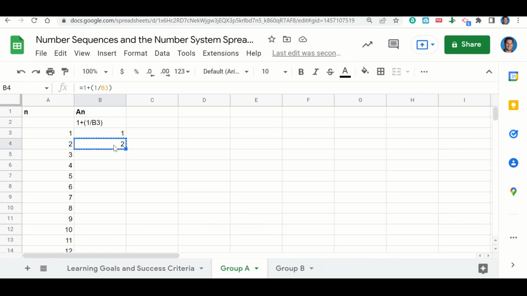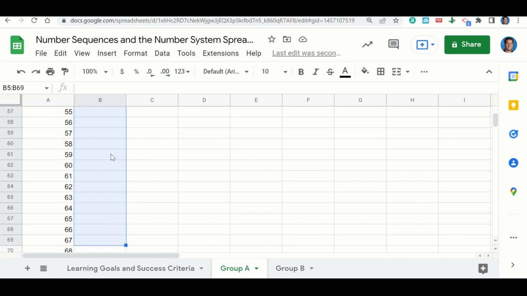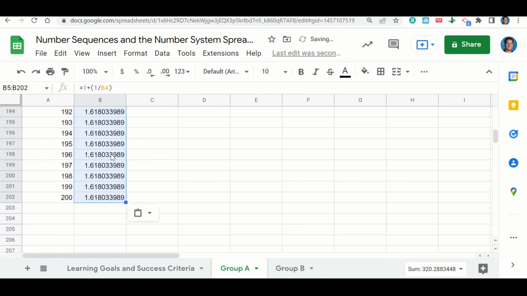If it doesn't ask you to autofill, this is how you do it. If it does ask you, then just click the check mark. And I'm going to highlight and go all the way down to the end. And I'm going to paste it here. So I pasted it for all of them.